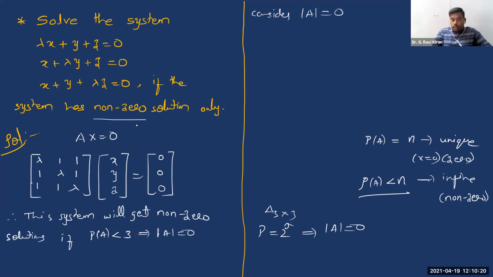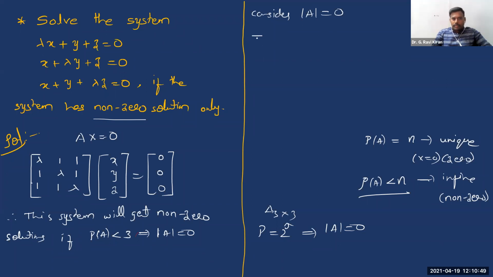You want a non-zero solution, so we need to find certain values of lambda for which this determinant is equal to 0. Right? We need to find a value of lambda such that determinant of A is equal to 0. And understand, for those values of lambda, your system will get infinitely many solutions. Even your system will get non-zero solutions, right? Now let us take this determinant to be 0, and thereby let us find the values of lambda.